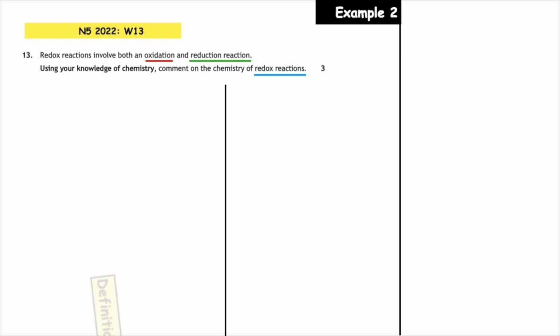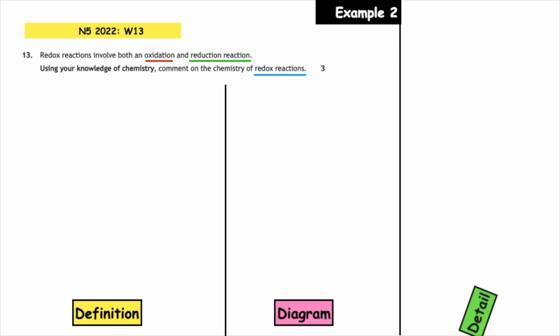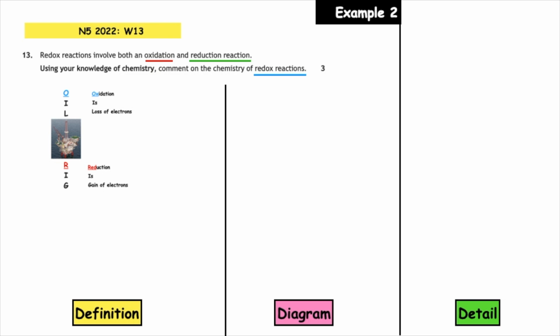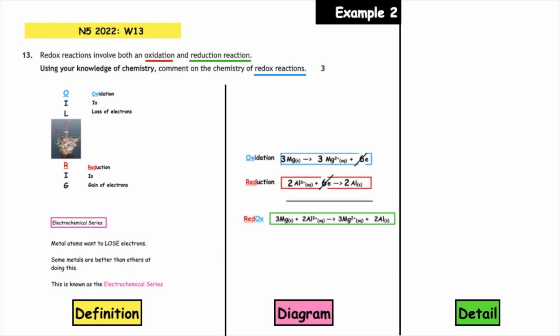If we wanted to go into this in a wee bit more detail for our definition, diagram and detail, we could still give the definition of redox, which oxidation is loss of electrons, reduction is gain of electrons, but we could also mention and give an example of what the electrochemical series is. This is where metal atoms want to lose electrons, and some metals are better than others at doing this. This is known as the electrochemical series. You could again give another example of a redox reaction, but one that's a wee bit more complex, where you're having to actually multiply each of the equations to balance and cancel out the electrons.